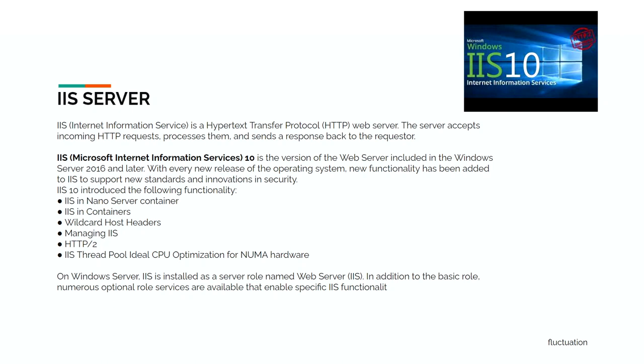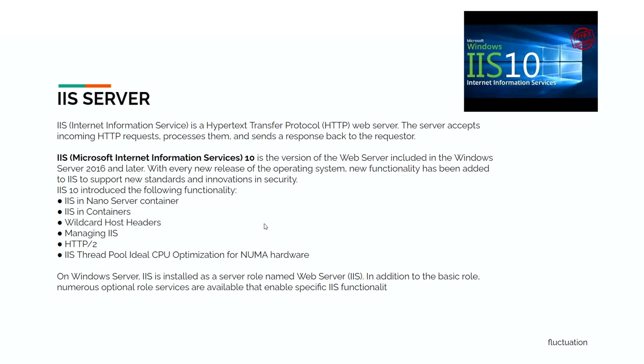The newest version is IIS version 10, a version of the web server included in Windows Server 2016 and later. With every new release of the operating system, new functionality is added to IIS to support new standards and innovation. IIS introduced the following functionality: IIS in Nano Server container, so remember with Docker we did something like containers; wildcard host headers; manage IIS; HTTP/2; and IIS free pool, ideal CPU optimization for NUMA hardware. This is really fantastic for a very big website.